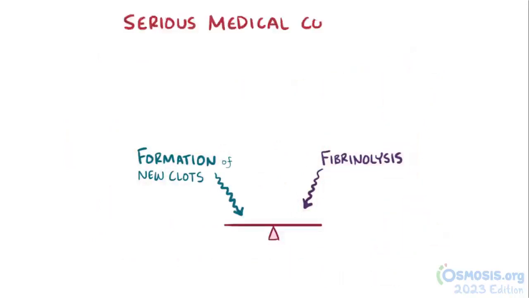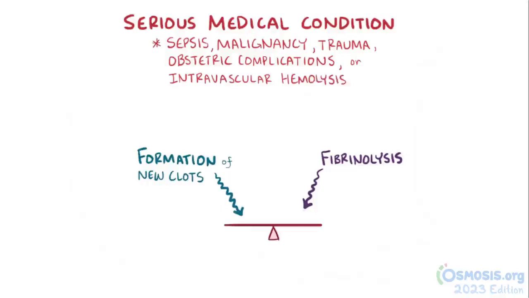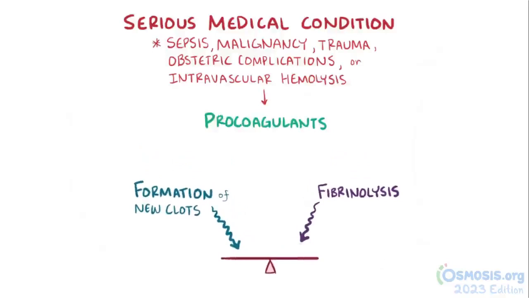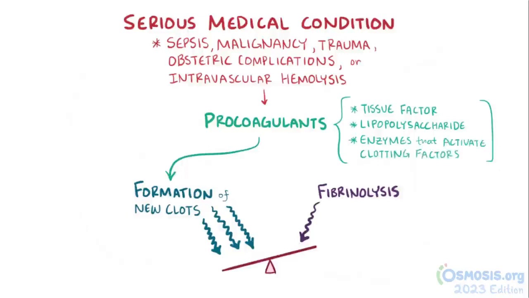Now, in serious medical conditions, like for example sepsis, malignancy, serious trauma, obstetric complications, or intravascular hemolysis, like you might see with blood type incompatibility, there can be a release of a procoagulant that tips the scales in favor of clot formation. Procoagulants could be proteins, like tissue factor, or bacterial components, like lipopolysaccharide. Or it could even be the presence of enzymes that help to proteolytically cleave and activate clotting factors.